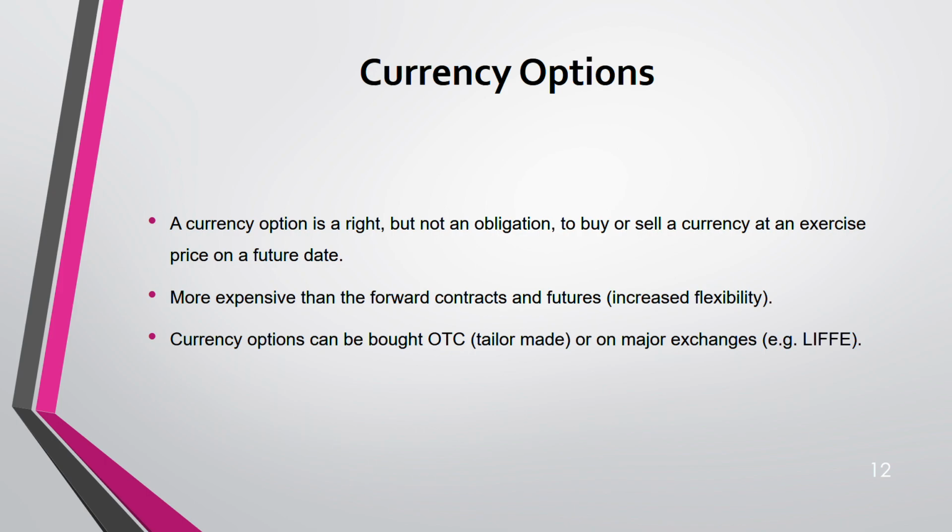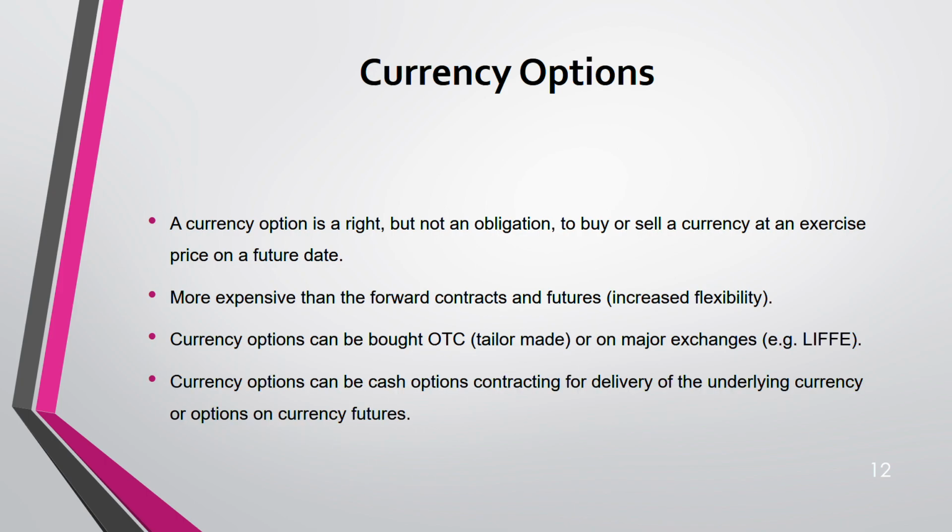Third, you can have exchange traded options or OTC, over the counter options. Same like forward. Forward is not usually exchange traded, but options are. Currency options can be cash options or options on currency future. Could be anything. You don't have to know all this definition. I'm just giving an overview of currency option. You don't have to write all these points in the exam. It's not needed. Just understand and go ahead.